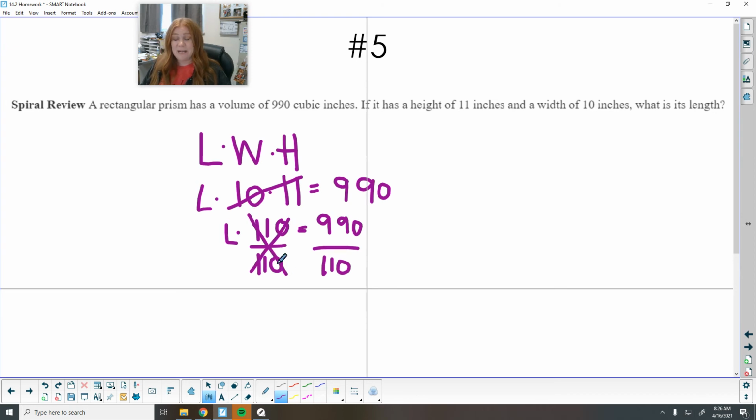110 divided by 110 is just 1. So we're left with 1L. So 990 divided by 110 will tell us the length of this rectangular prism. So remember, do what you can and then work backwards on both sides, so opposite on both sides. It's important we show our work so that we're keeping that equation balanced.